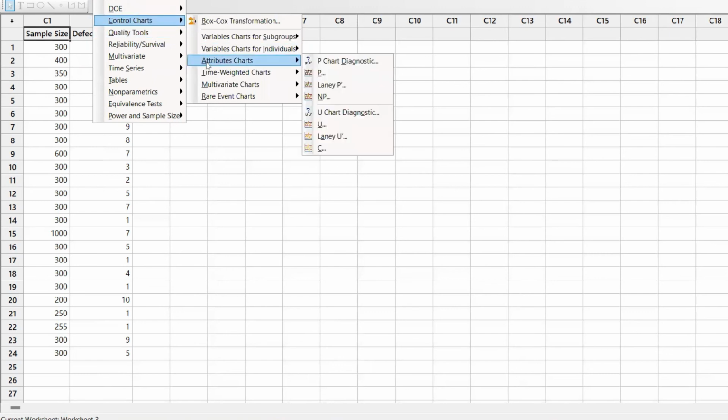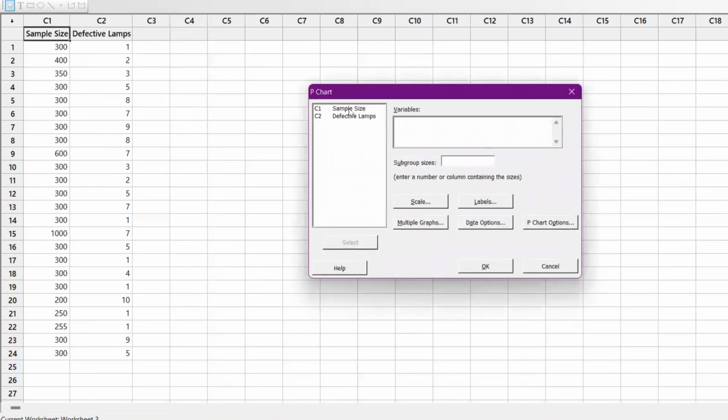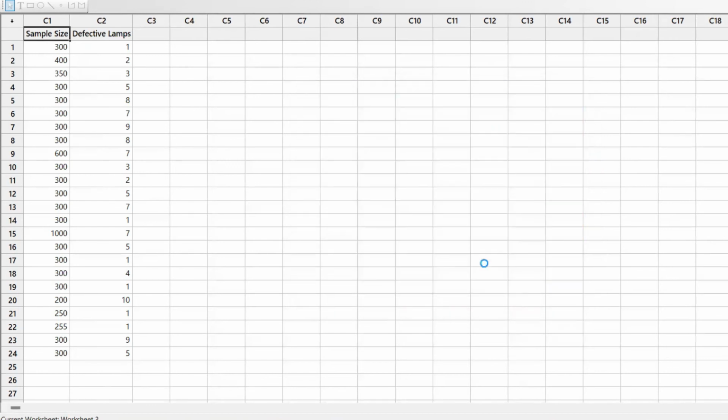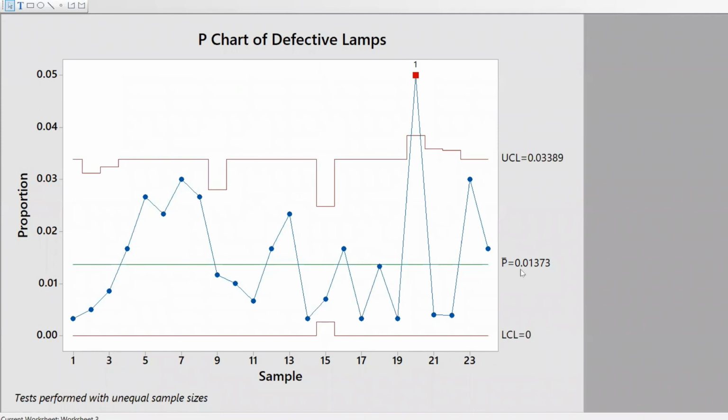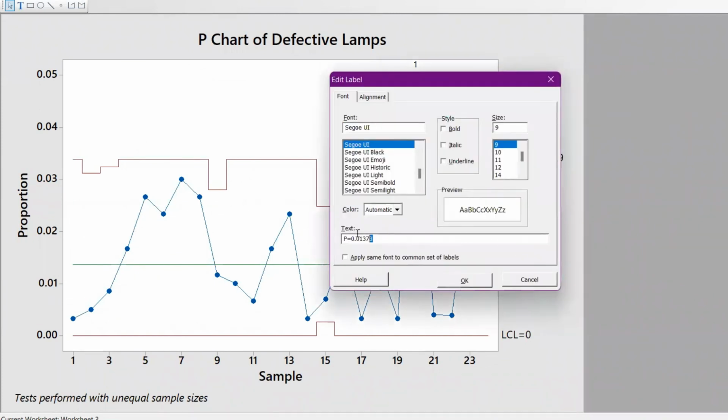You have something called attribute, because attribute and discrete are the same. P chart, and then you have lamps, defective lamps, and then the sample sizes are different. So you can just put the sample size, and then you can find out the P bar value. So the P bar value is 0.0173. This is the value we have got.